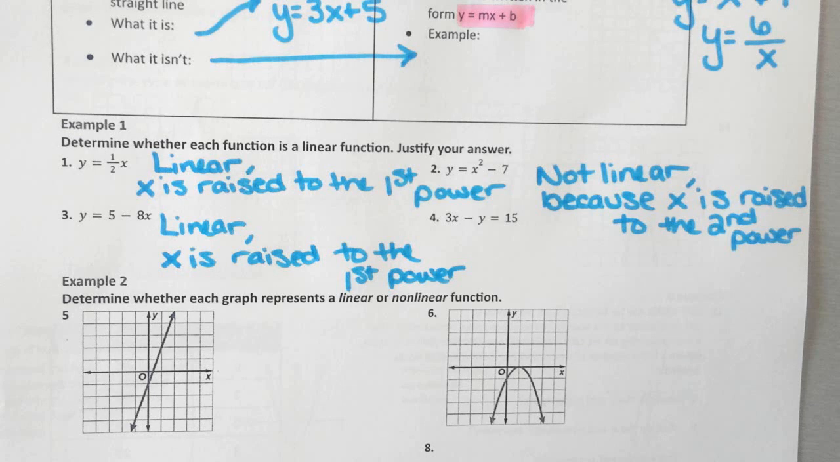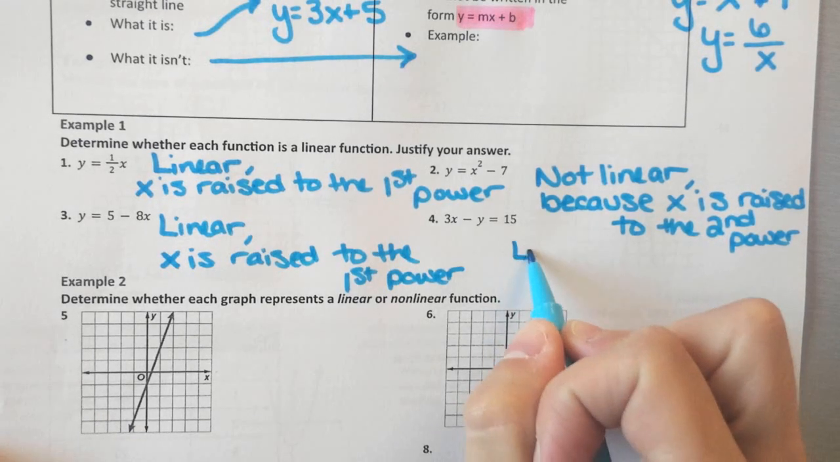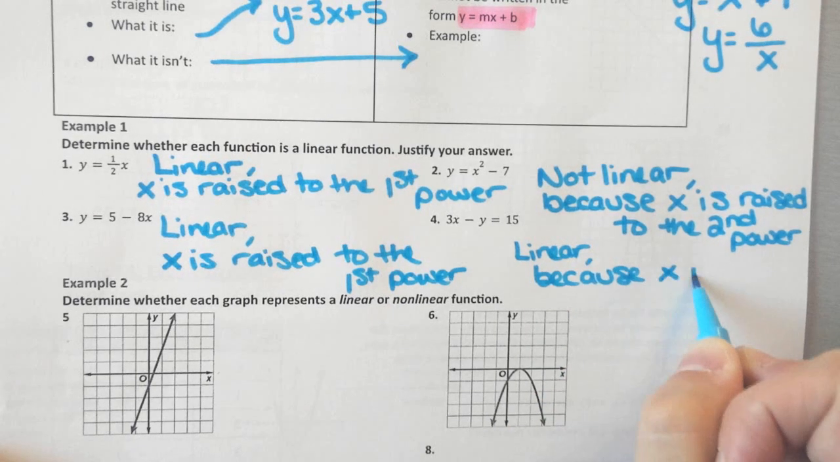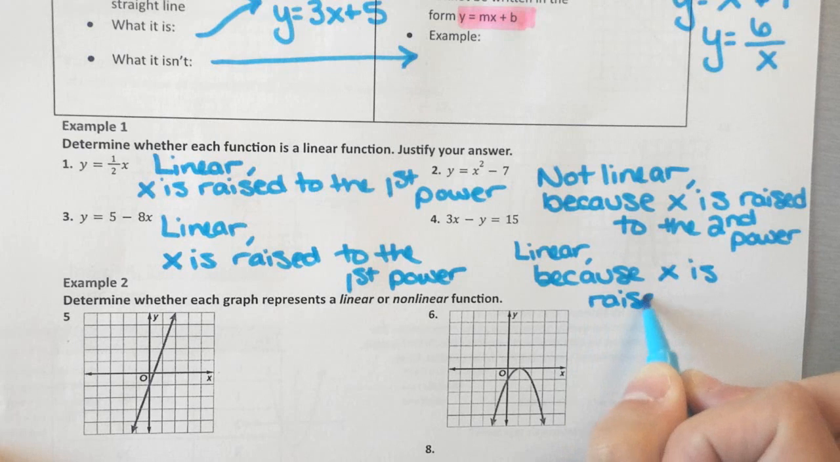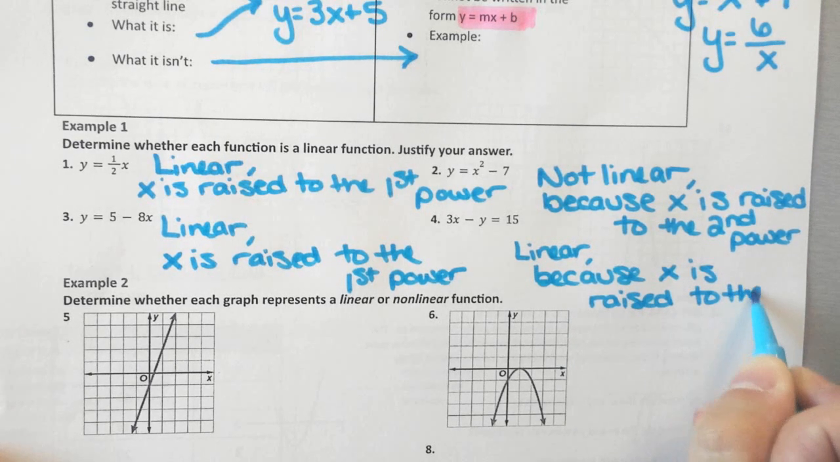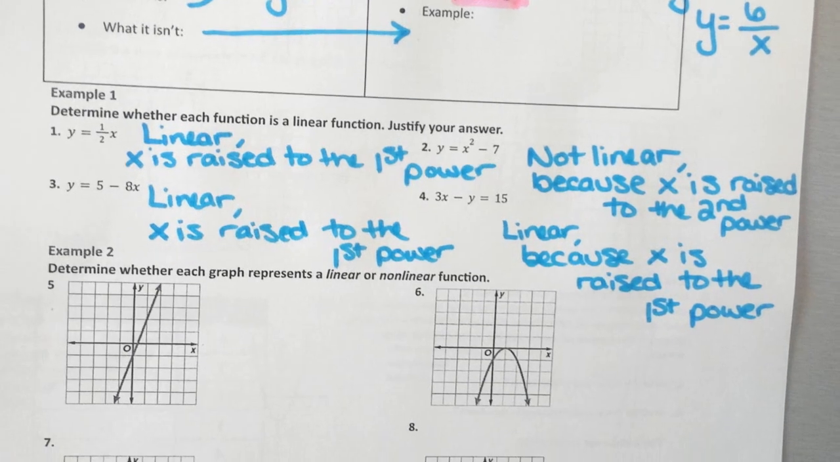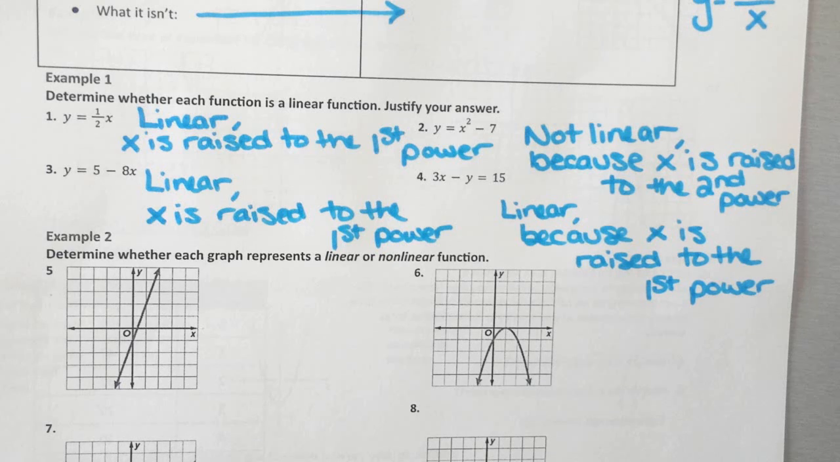How about number 4? If I look at number 4, it's written a little bit differently, but is x being raised to the first power? Yes. So this one is also linear, even though it looks a little differently, because x is raised to the first power. Could you say yes because you can write it in y equals mx plus b? Yeah, that would be fine too. So there are different ways you could say it, and they're still correct.